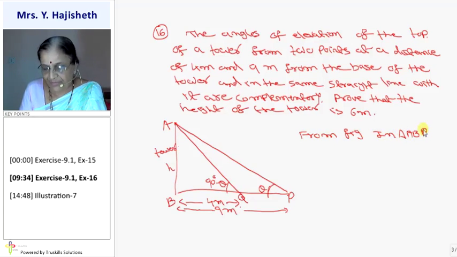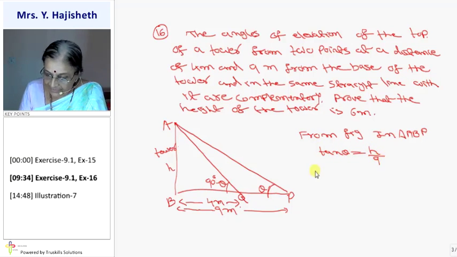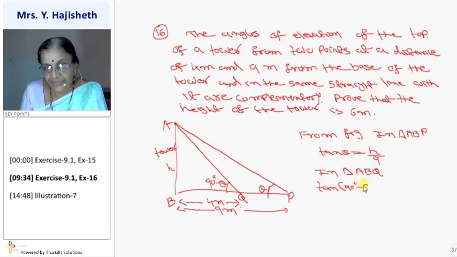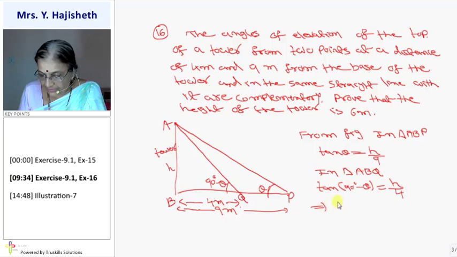In triangle ABP, what is tan theta is h by 9, okay? And in triangle ABQ, what is tan 90 minus theta? Tan 90 degree minus theta is h upon 4. Clear? So what is tan theta and tan 90 minus theta? They are complementary. So tan 90 minus theta is cot theta. So tan theta into tan 90 minus theta will be 1.